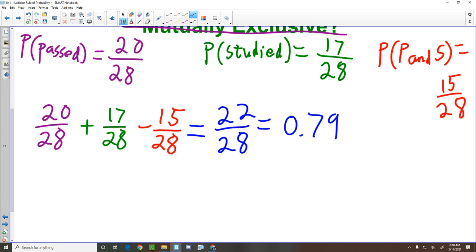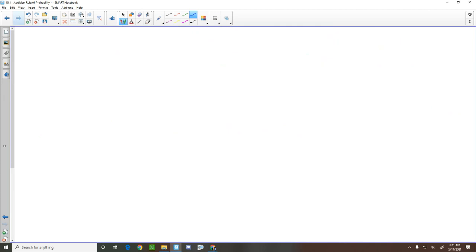All right, any other questions on this addition rule of probability? Just out of curiosity, how many of you got the 0.79? Nice. Awesome. All right. And I guess that's it for our lesson today.